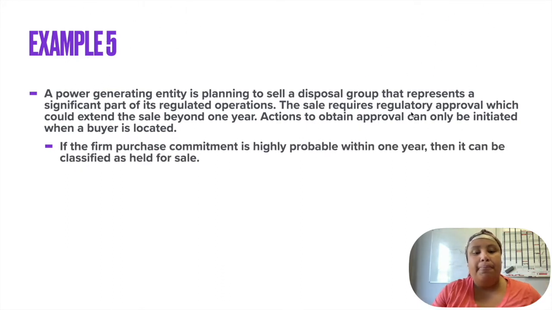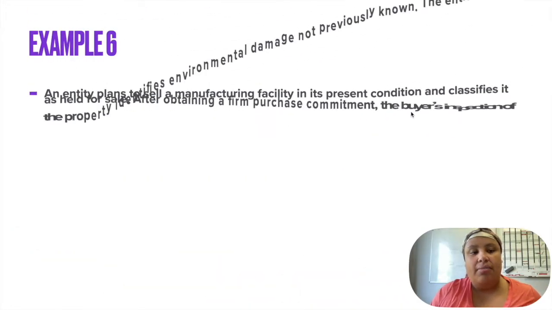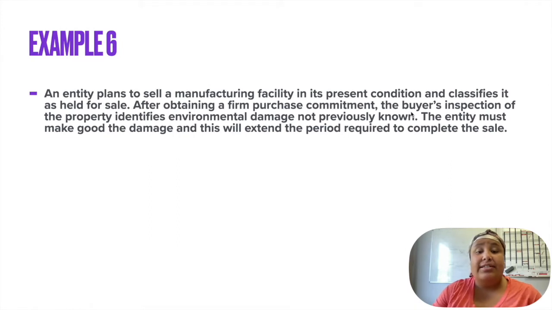Now, if a firm purchase commitment is highly probable within 1 year, then in this case, we can classify the power generating entity as held for sale. Okay, in the next example, it tells us that an entity plans to sell a manufacturing facility in its present condition and classifies it as held for sale.